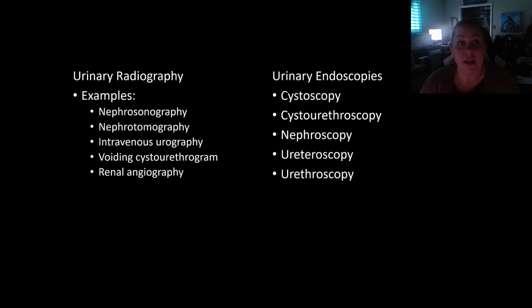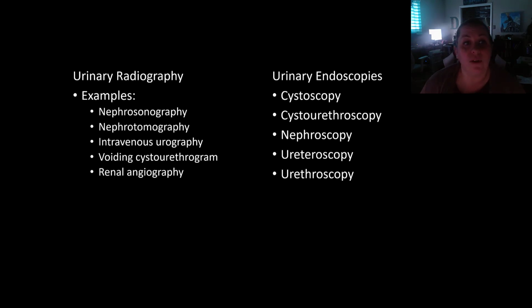All right, so there's some radiography or radiology that's going to come into play when we're talking about the urinary system. So we have the nephrosonography. When we're talking about that, we're going to use a sonogram type structure or machine in order to look at the nephron specifically. Nephrotomography, and this particular one is going to be where you are looking at the actual image of the kidney using what we call tomography.